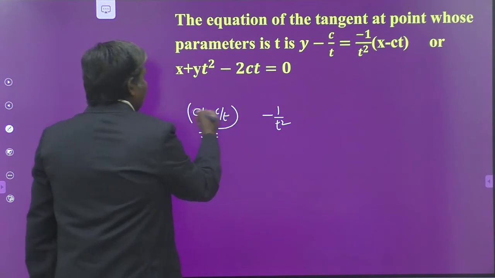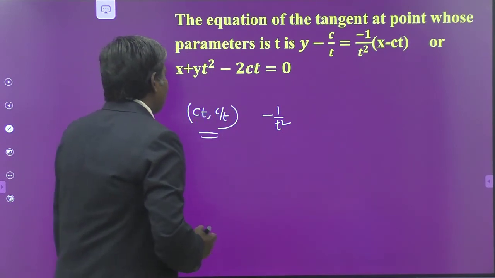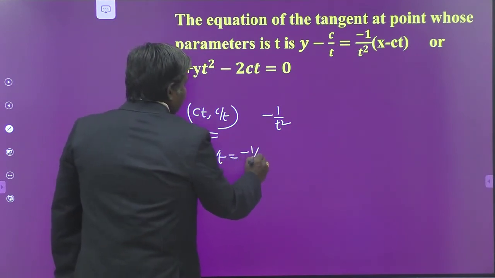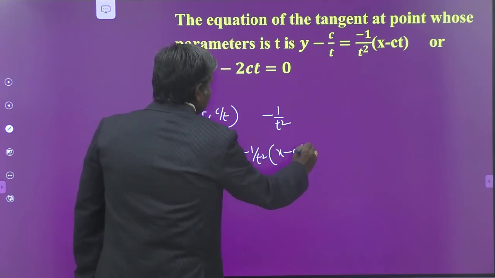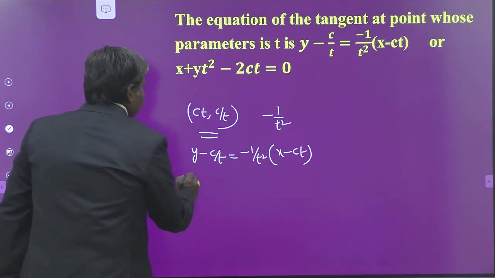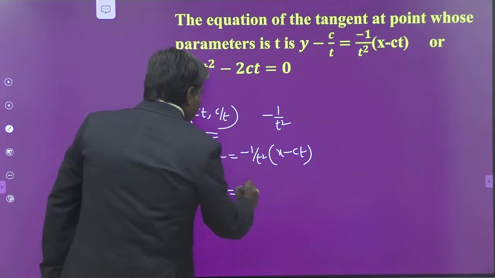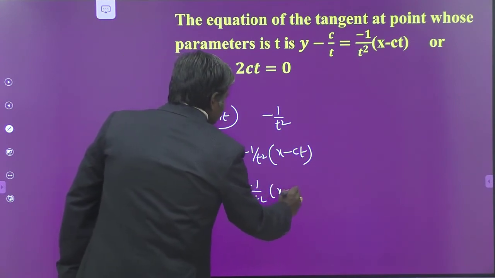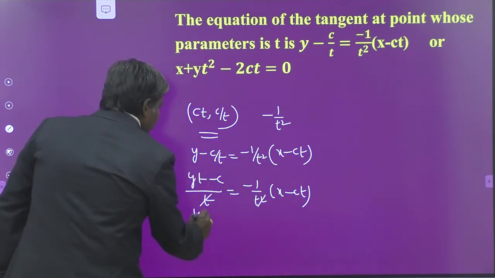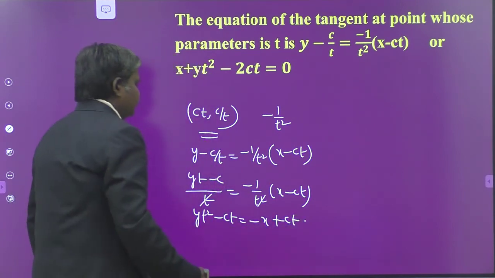Just we proved. So once you have the slope and point, you can write the equation by the formula y minus y1 is equal to m into x minus x1. So y minus c by t is equal to minus 1 by t square times of x minus ct. What is that? That is 1. So you just simplify this one also. So t gets cancelled. On cross multiplying, yt square minus ct is equal to minus x plus ct.